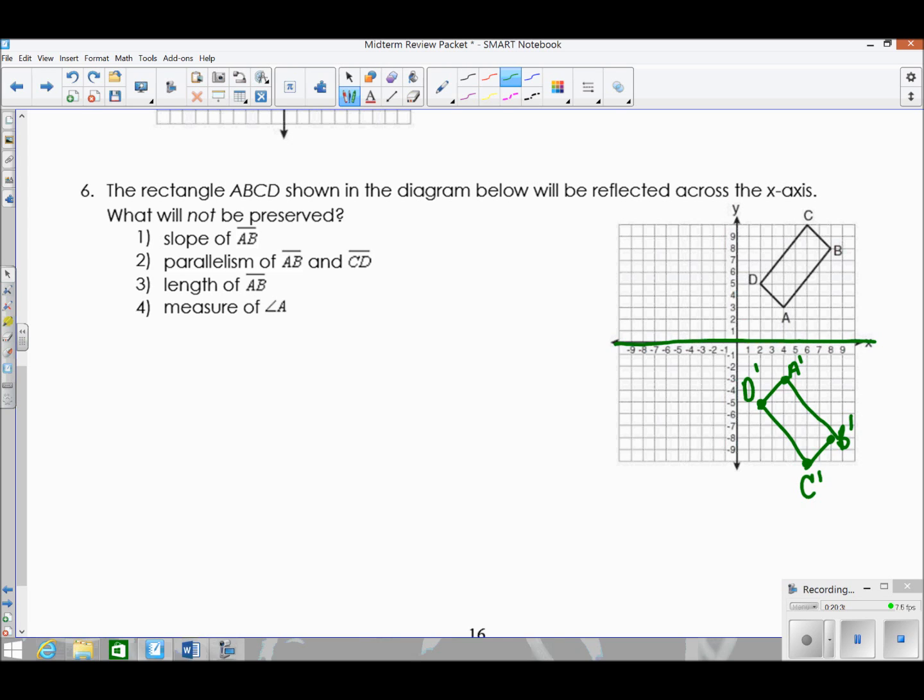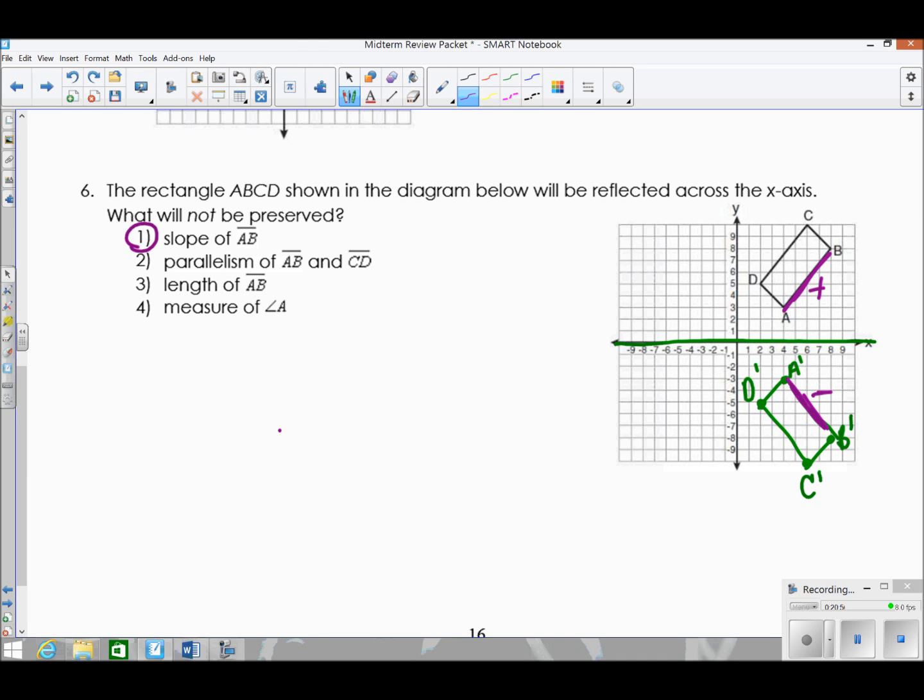It's asking you which will not be preserved. If you look, the slope of AB is some kind of positive number, where once I reflected it, now it's a slope going downhill. So I went from a positive slope to a negative slope. So right away, that has to be the answer.